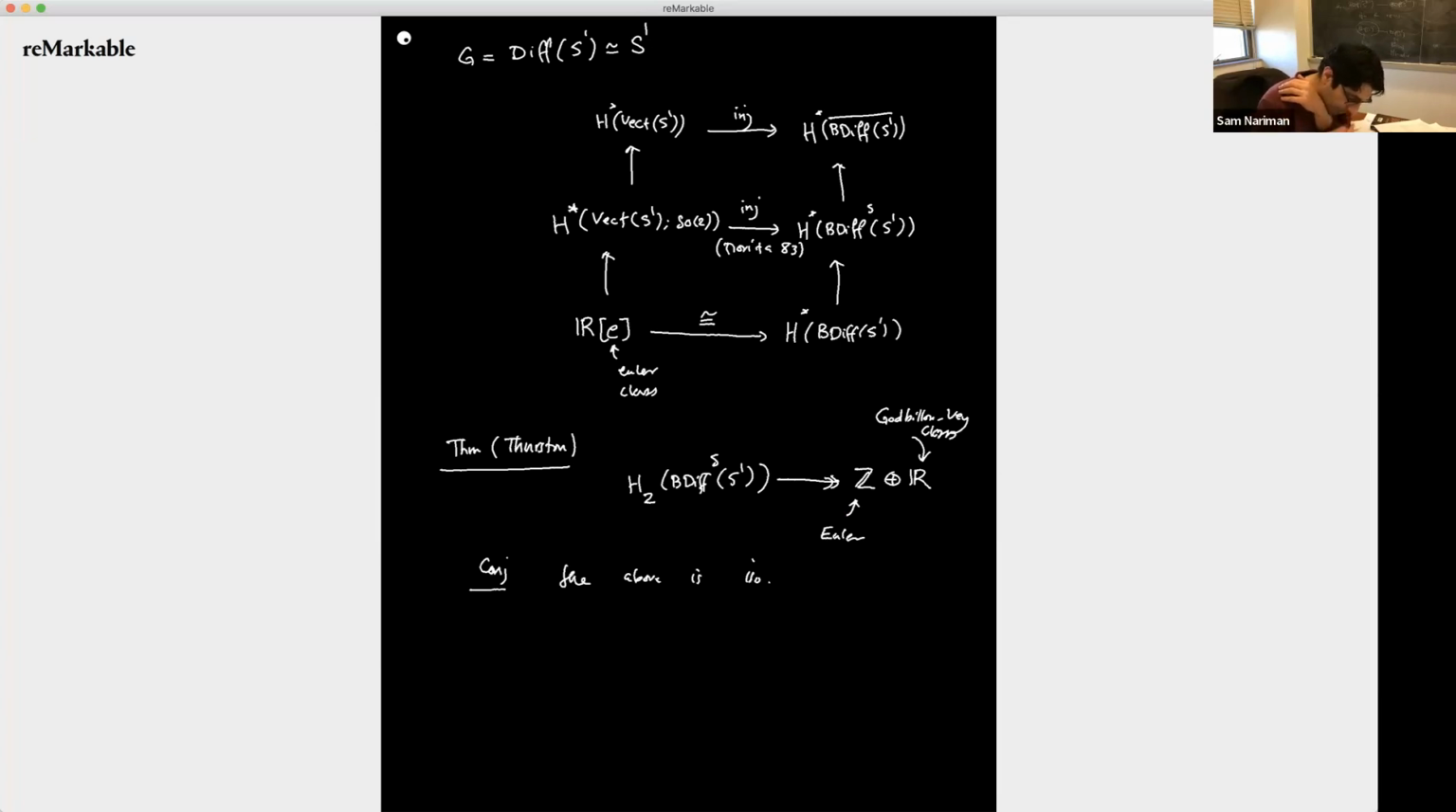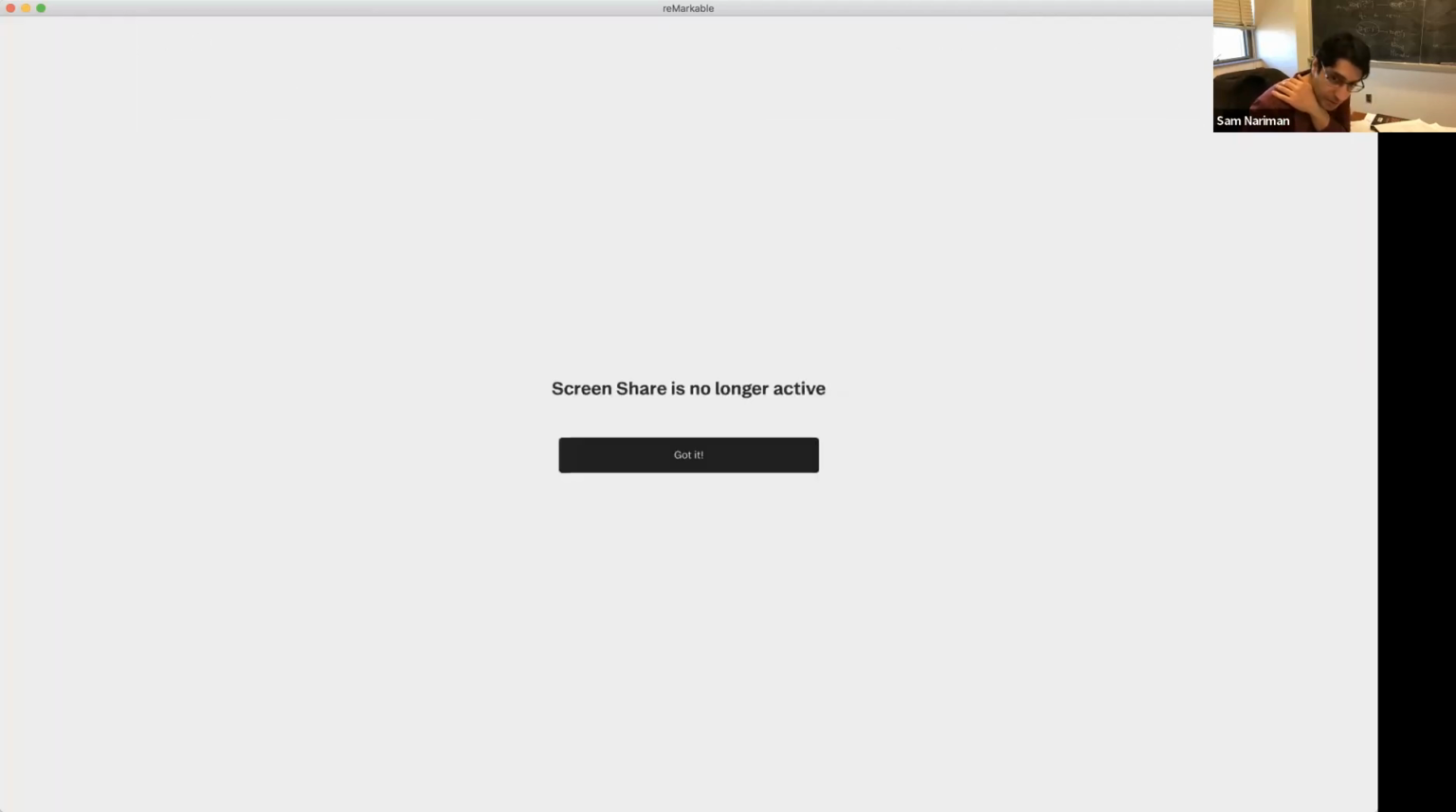In particular, as a corollary of Morita, he gets this thing that the powers of the Euler class.